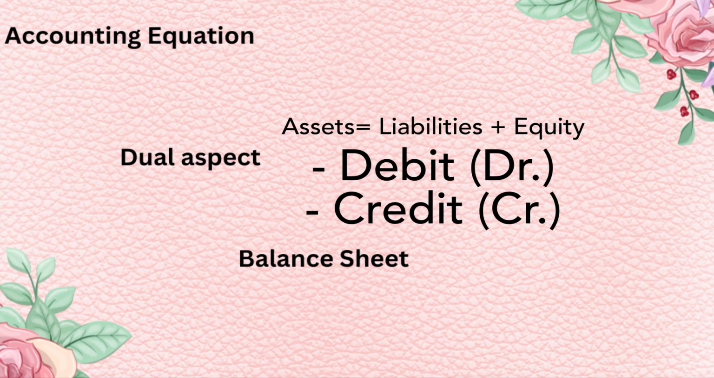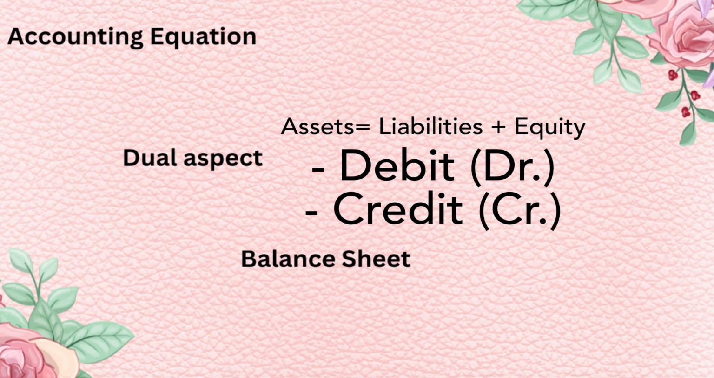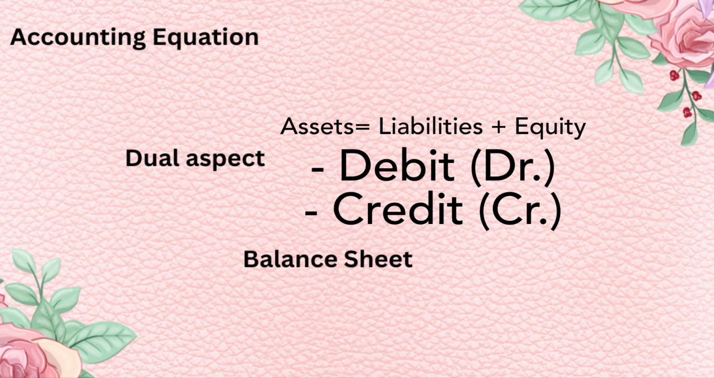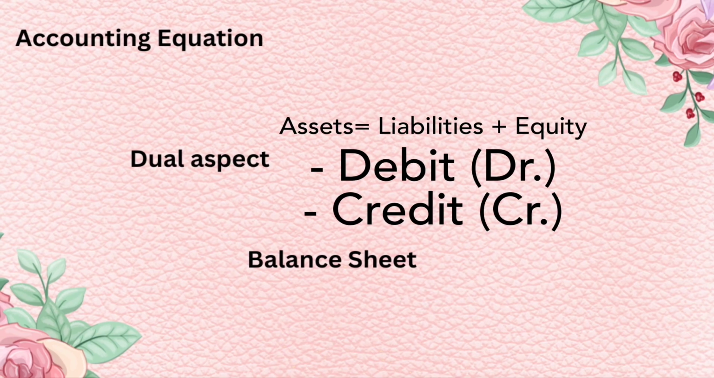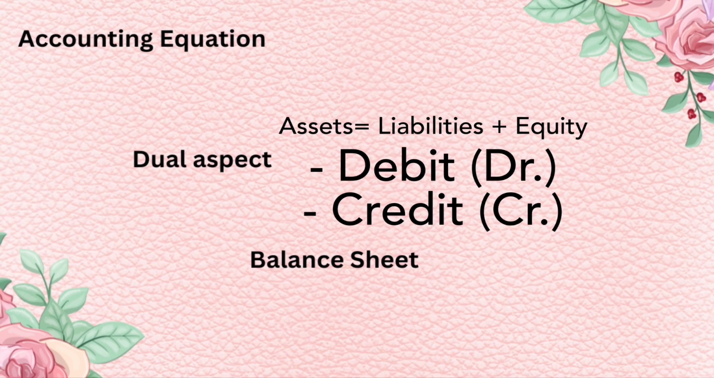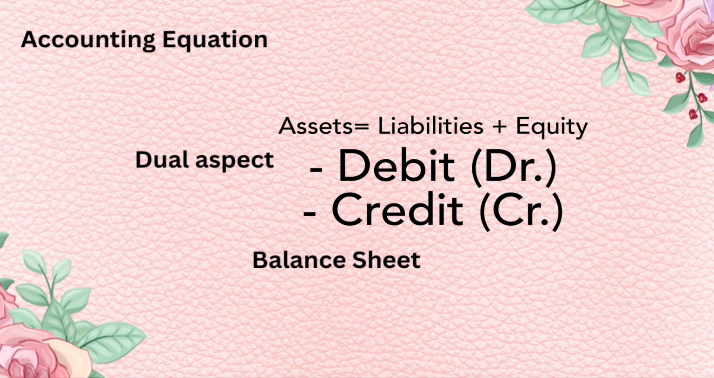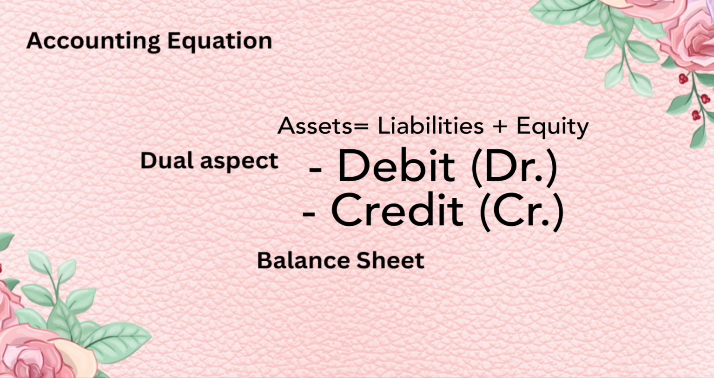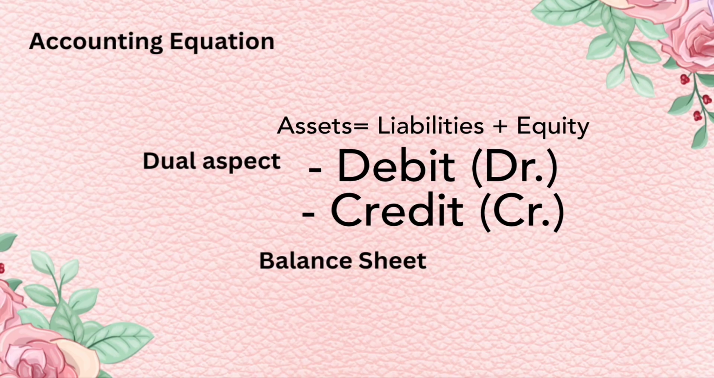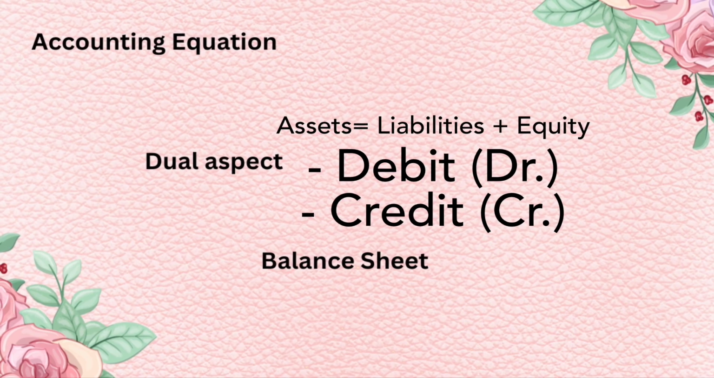Now, what is accounting equation? It's also a new term. Accounting equation, if we talk in simple language, it's an equation that states assets is equal to liabilities plus equity. Now, these terms will be explained in detail. What are assets, what are liabilities, and what is equity. So we'll be discussing all these terms in the video.